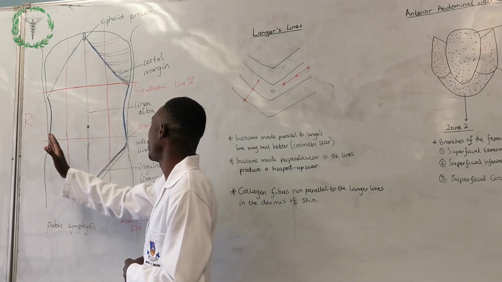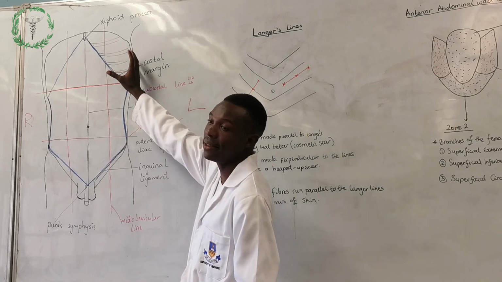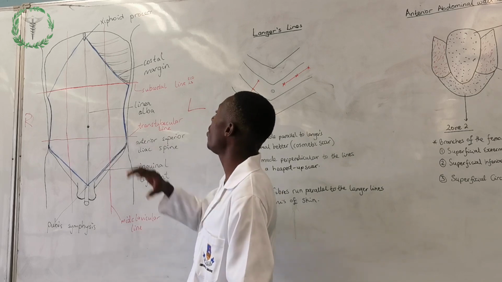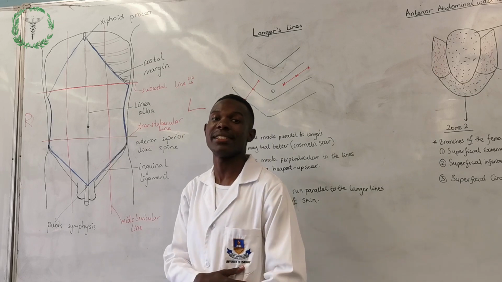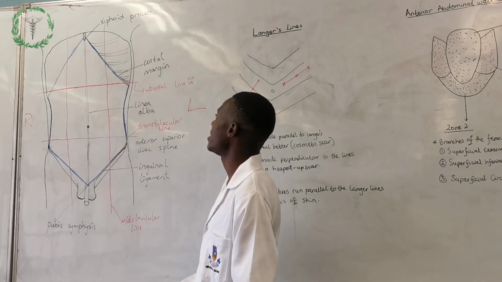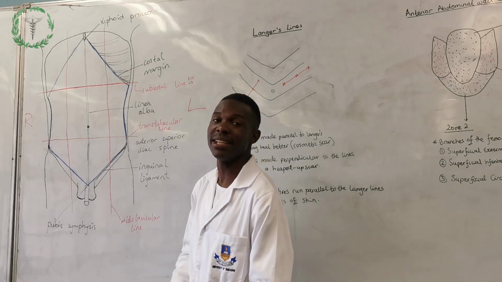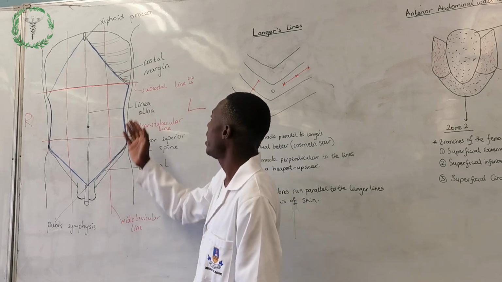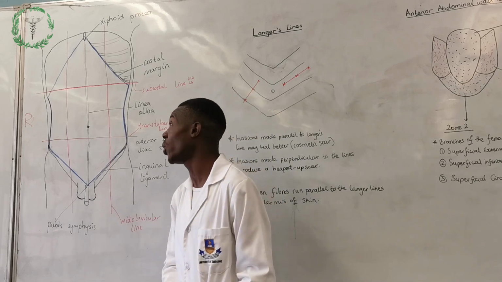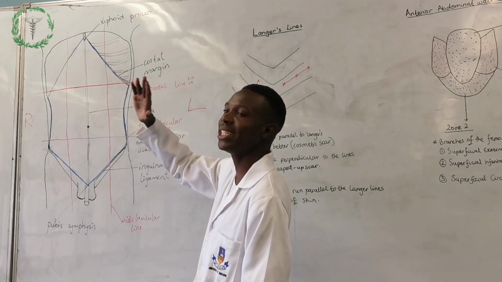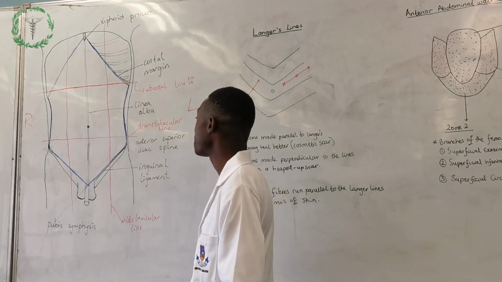Then laterally here, we have the mid-axillary lines. On the axilla, we have the anterior axillary lines and posterior axillary lines. The anterior axillary lines are made by the folds of the pectoralis major as it attaches to the humerus. And the posterior axillary line is made by what? The latissimus dorsi. Between the anterior fold and the posterior fold, that's where we find the mid-axillary line.